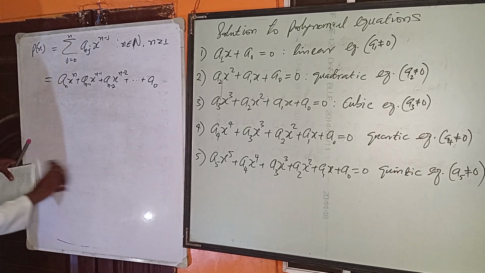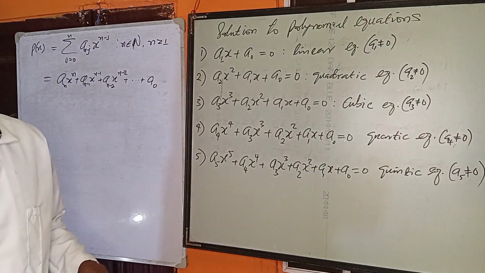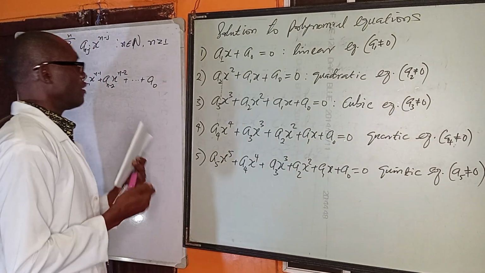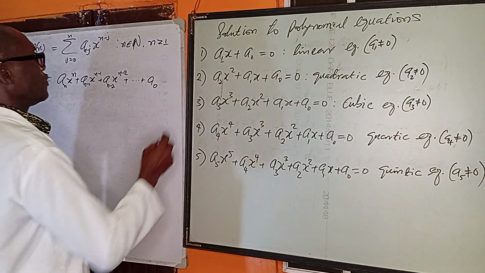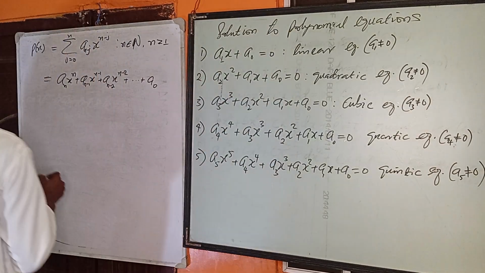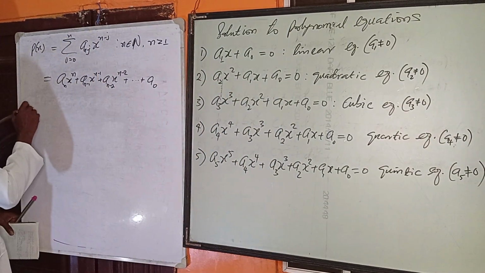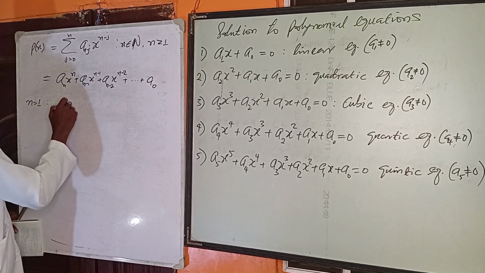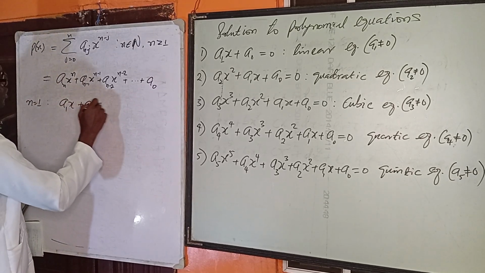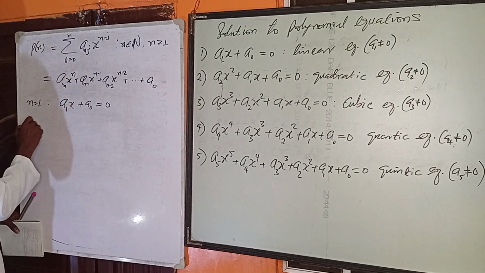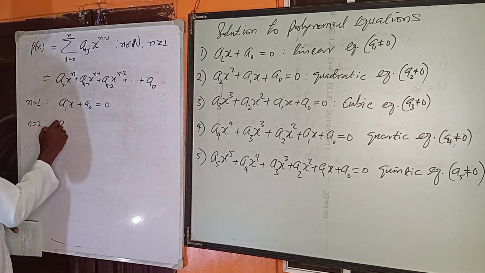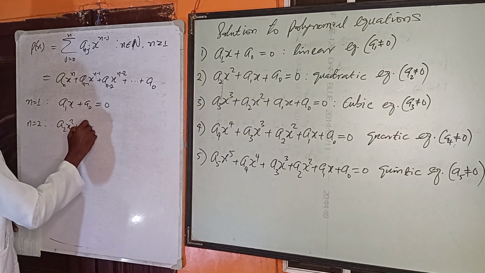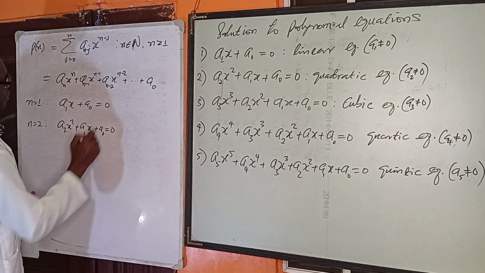Now, application of these equations aside, let's look at the mathematics involved for this first and second polynomial. Like we said before, now n equals to 1. We have the linear case a1 x plus a0 equals to 0. n is equal to 2. We have a2x squared plus a1x plus a0 equals to 0.